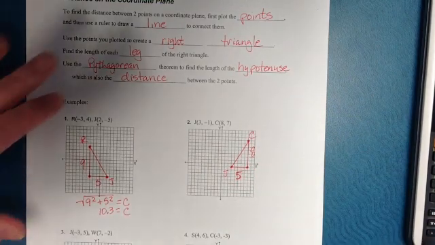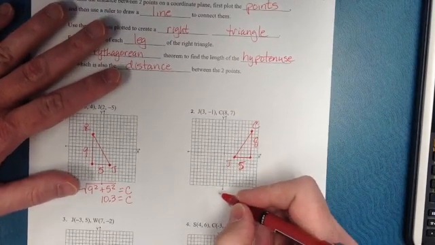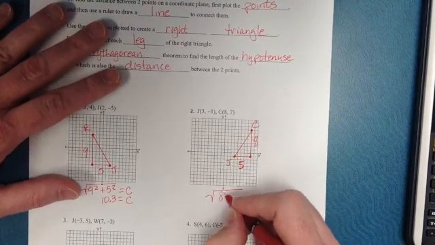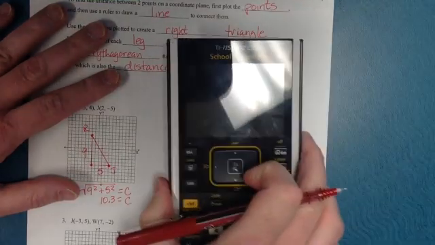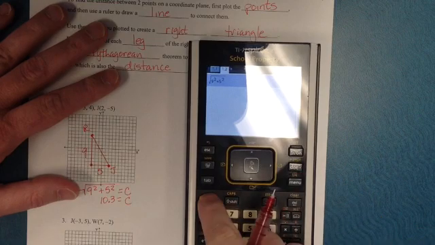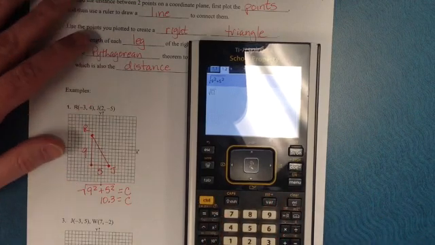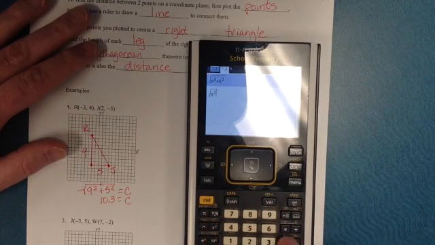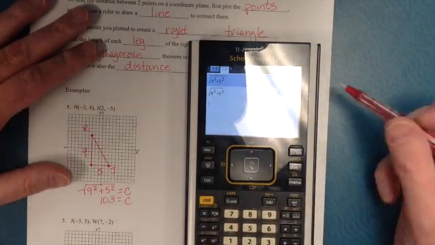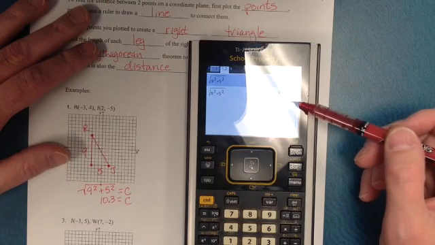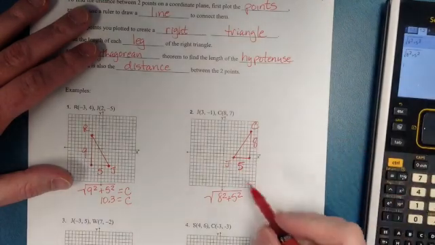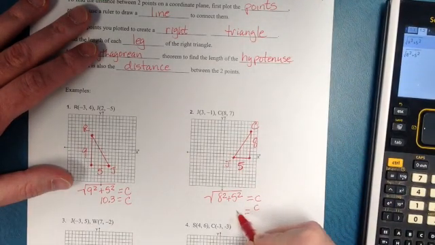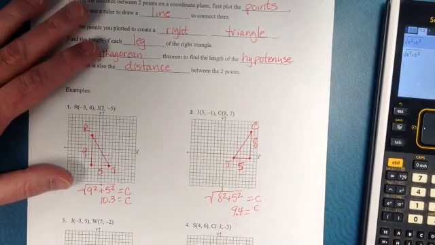So now we can use the Pythagorean theorem, which would be the square root of 8 squared plus 5 squared. And so we'll get our calculator over here, and we'll do control square root 8 squared plus 5 squared, enter, and we get 9.43398, and we'll round to the nearest tenth, which is 9.4. So C equals 9.4.